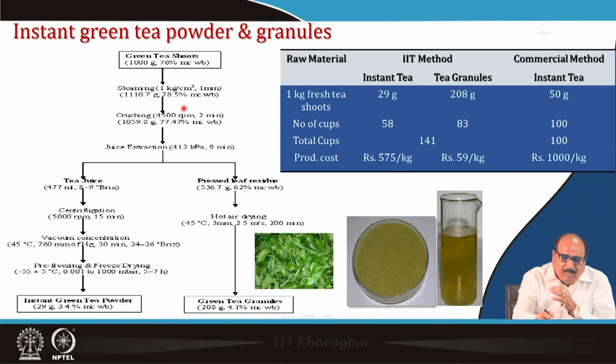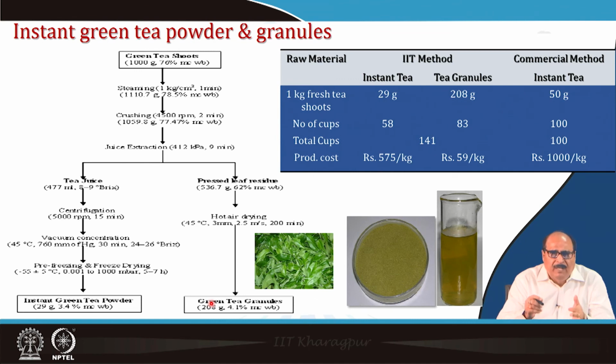Similarly for the green tea, instant tea powder and granules: after the tea shoots are taken, they are immediately given some steam treatment before crushing, so that the steam treatment inactivates the enzyme, and then the rest of the process is almost the same. Of course, the process parameters vary a little bit. Here we get around 29 to 30 grams of green tea powder from 1 kg of leaf, and around 208 to 210 grams of green tea granules, and this is the tea prepared from these.